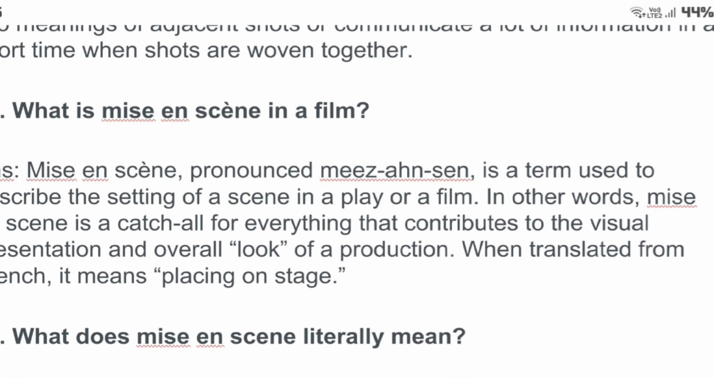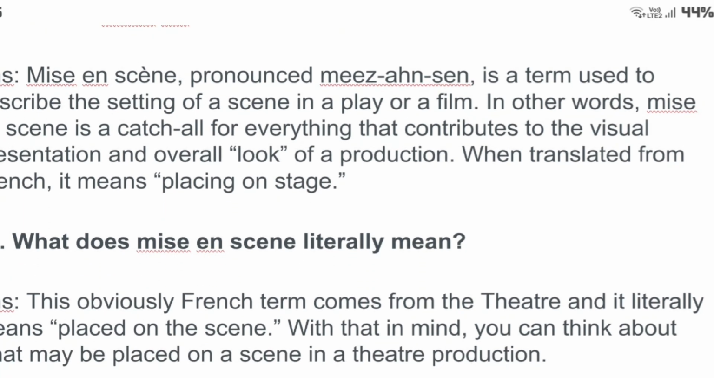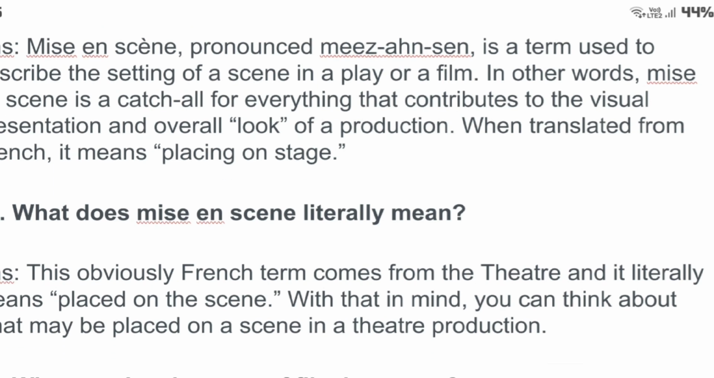What does mise-en-scene literally mean? This obviously French term comes from the theatre, and literally means placed on the scene. With that in mind, you can think about what may be placed on a scene in a theatre or production.